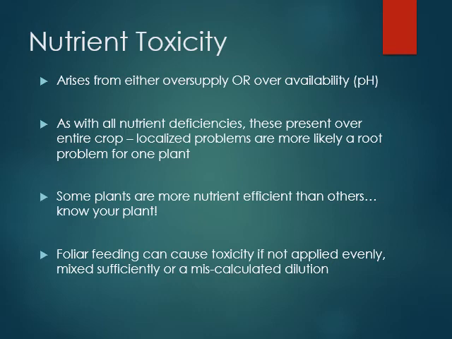Let's look at nutrient toxicity now. That is when you either oversupply a nutrient, so you put too much in, or you have over-availability, as in pH. This is a common one with things like iron and manganese. Yes, pH is important. So just to remind you, this is a key thing here, right? When you're looking at nutrient problems, you want to make sure that it's over the entire crop. Because if you find one plant that has a deficiency, you have to ask yourself the question, what is going on with this one plant that it is experiencing this problem while the other ones are not?